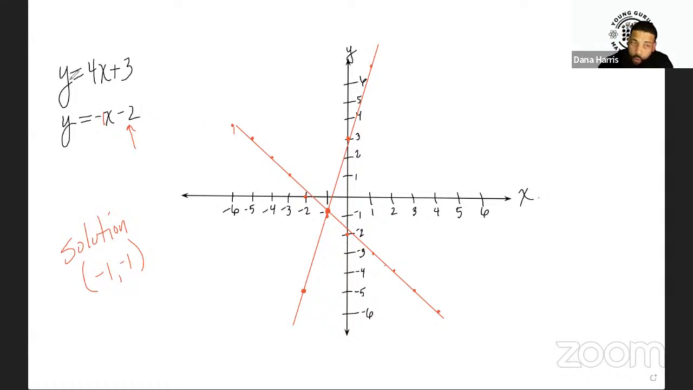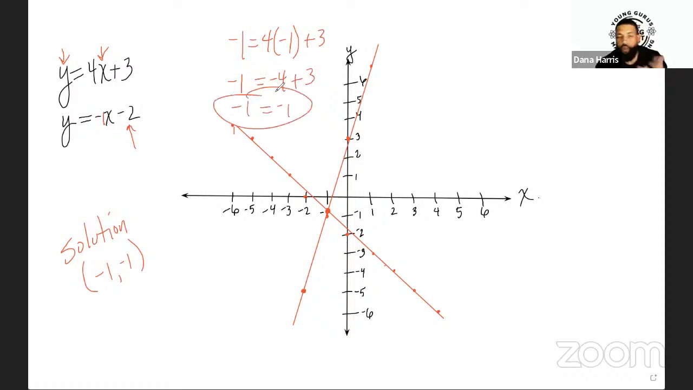Now, if we wanted to use the equations to figure out if this is exactly the right solution, then we can simply substitute our x and our y there. So if I have negative 1 is equal to 4 times negative 1 plus 3, and that is the case. Negative 1 is equal to negative 4 plus 3. Negative 1 equals negative 1. So I know that that is the case. And then I can check it for the second equation too. It should hold true for the second equation.